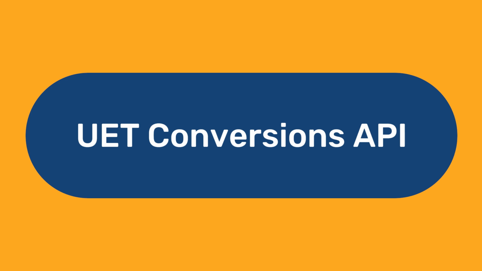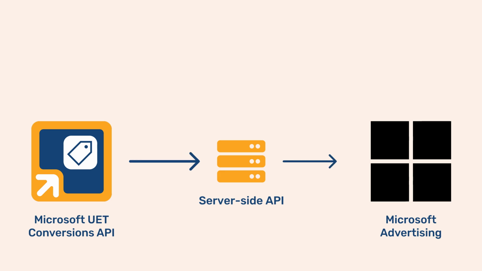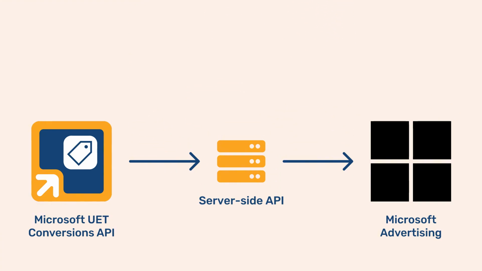UET Conversions API. The Microsoft UET Conversions API is a way to send tracking data directly to Microsoft Advertising via a server-side API connection. It can work alongside the UET tag.js script in a browser, or without it, sending online and offline events.